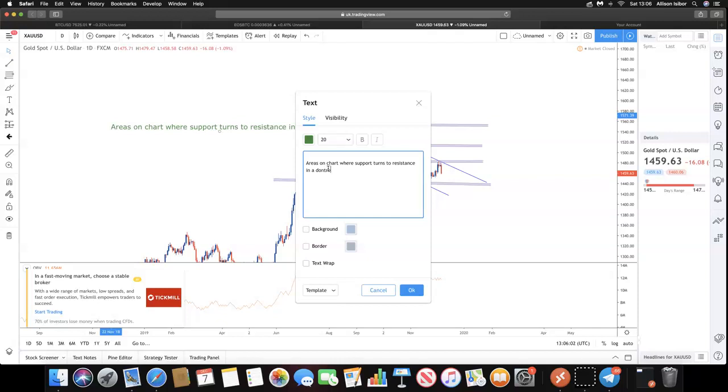Now this is very key to this strategy, all right? This is why I think it's important. You should grab it. So for an uptrend, we're looking for areas on the chart where resistance turns into support.